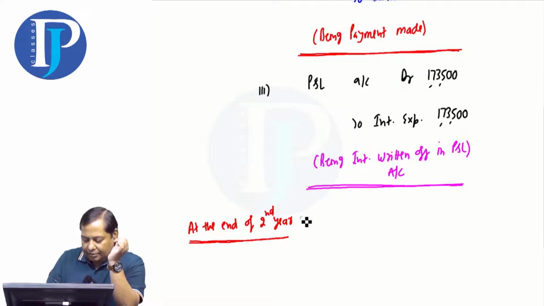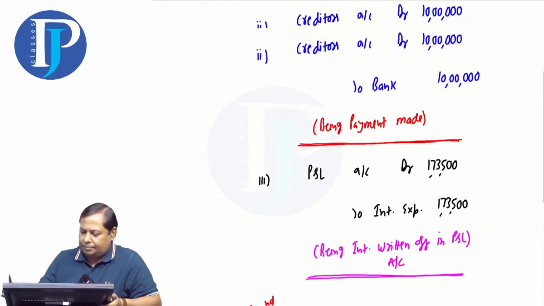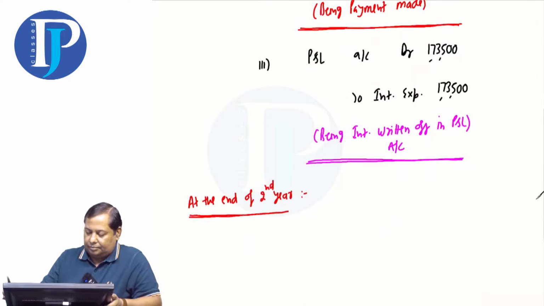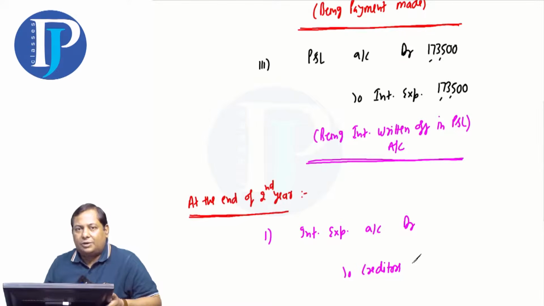At the end of the second year, I've reached the end of the second year. I will pass the first entry in this: interest expense account debit to creditors. For this you will have to keep a record.